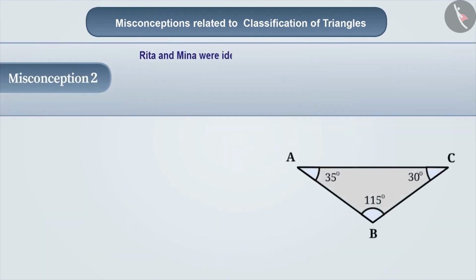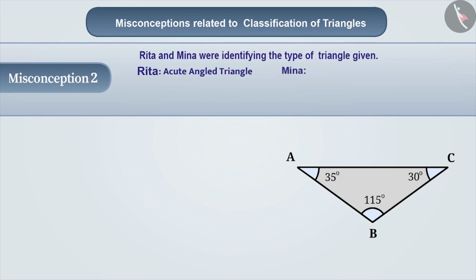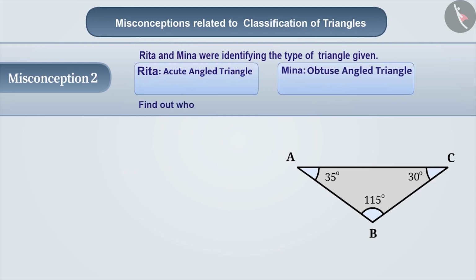Misconception 2. Rita and Meena were identifying the type of triangle given. According to Rita's understanding, the given triangle is an acute angle triangle. Whereas, according to Meena's understanding, the given triangle is an obtuse angle triangle. Find out who is correct.